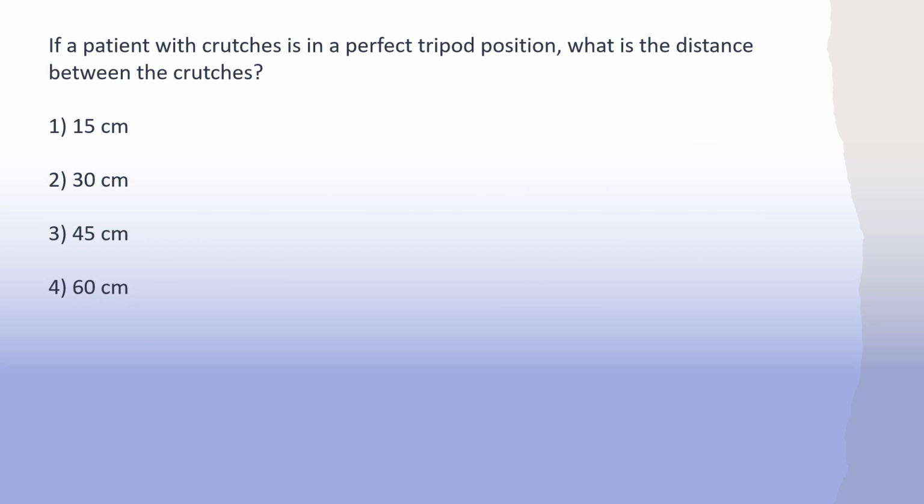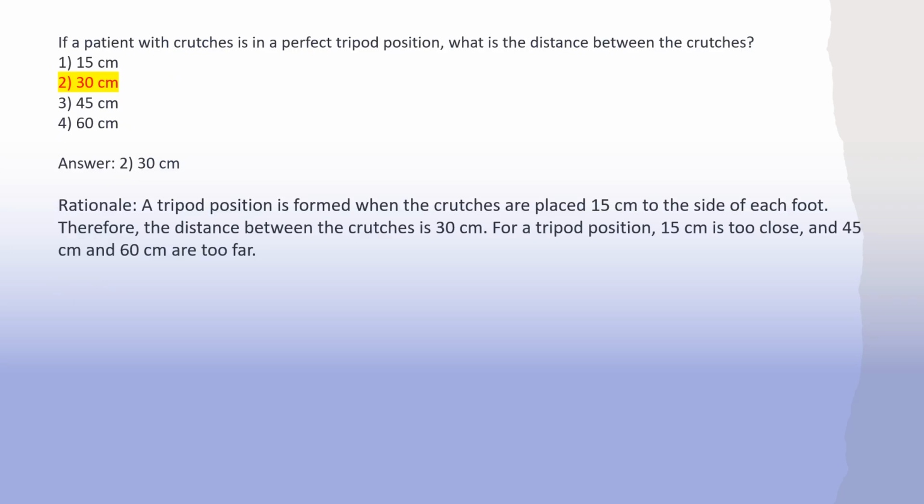If a patient with crutches is in a perfect tripod position, what is the distance between the crutches? 1. 15 centimeters. 2. 30 centimeters. 3. 45 centimeters. 4. 60 centimeters. Answer. 2. 30 centimeters. Rationale. A tripod position is formed when the crutches are placed 15 centimeters to the side of each foot. Therefore, the distance between the crutches is 30 centimeters. For a tripod position, 15 centimeters is too close, and 45 centimeters and 60 centimeters are too far.